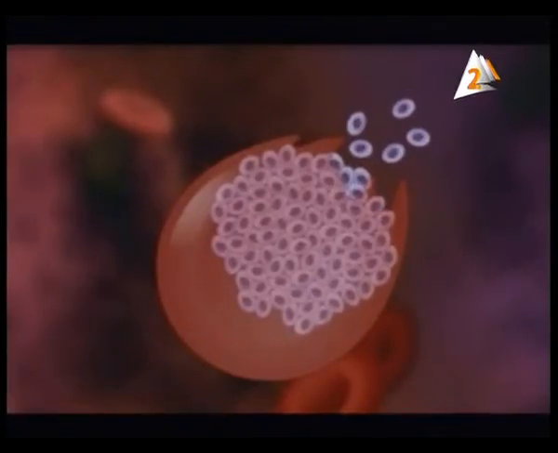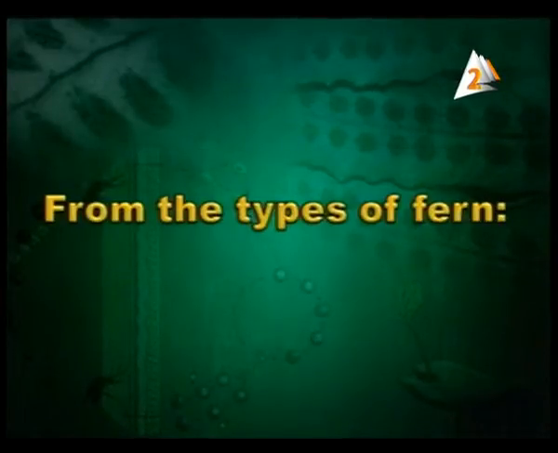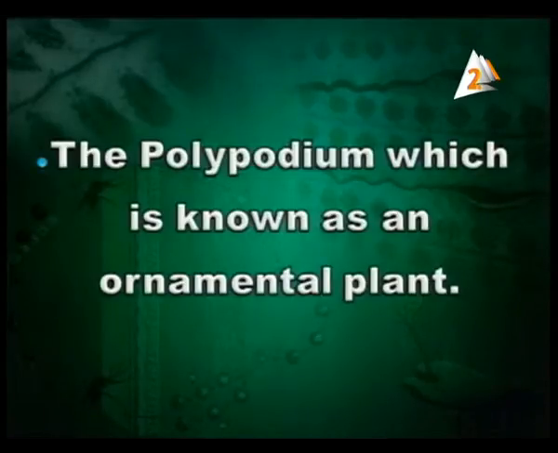Then another type of life cycle, but in plants: the life cycle of the fern plant. If we look at ferns, we will find a very, very wide number and variety of them. Some of them are very long and very wide in size, and some of them are very minute and do not exceed your fingernail. The polypodium is one of these ferns we are going to study. The polypodium is known as an ornamental plant.